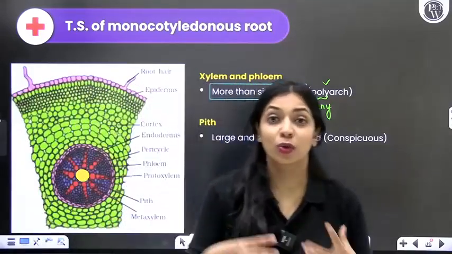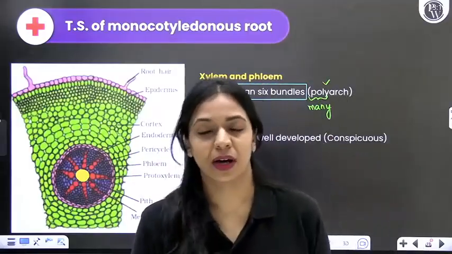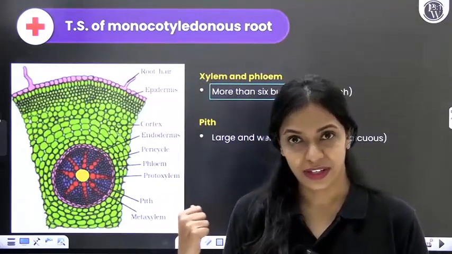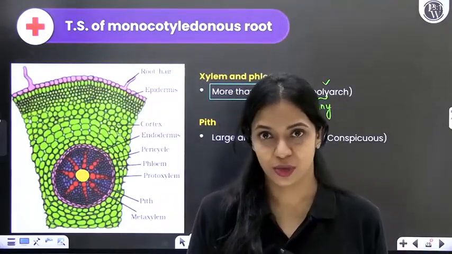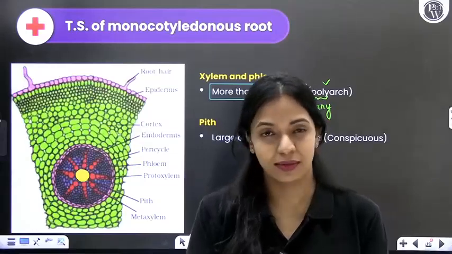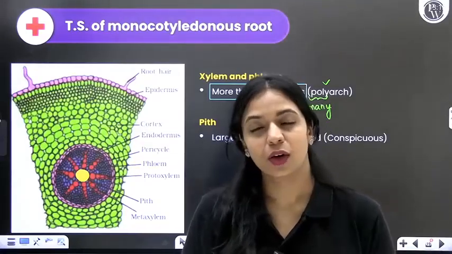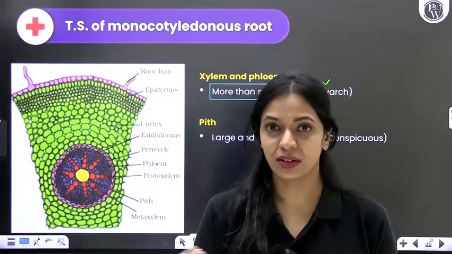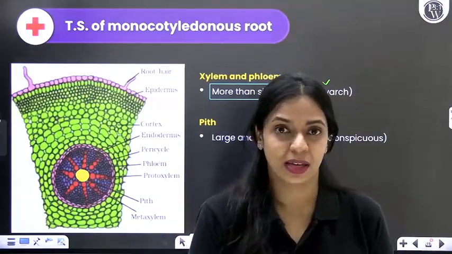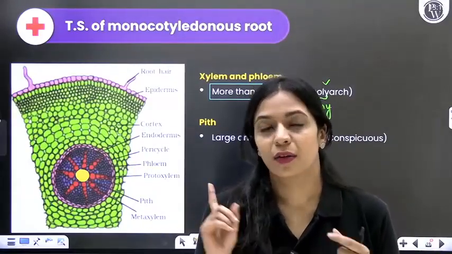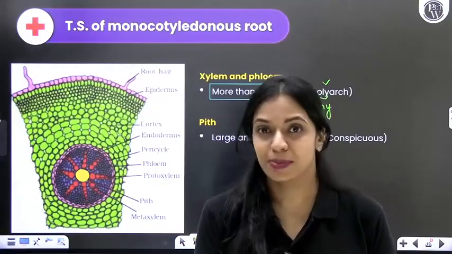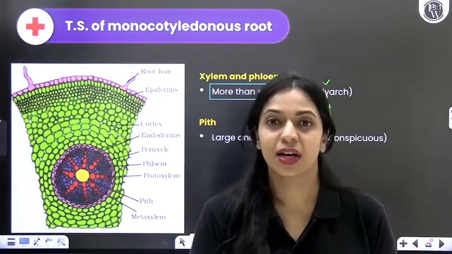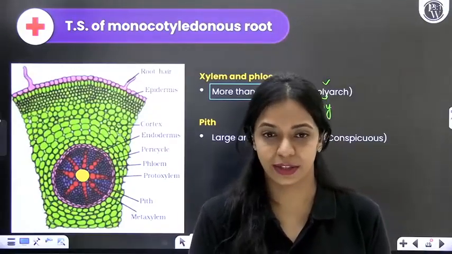In dicot roots, in monocot roots, you have fibrous root system. So over here, the pericycle will not give rise to lateral branches because the roots will arise from the base of the stem. Over here, secondary growth will not take place. So the pericycle will not give rise to the vascular cambium as well. Over here in endodermis, Casparian strips will be present similar to dicot root. That is the only difference.